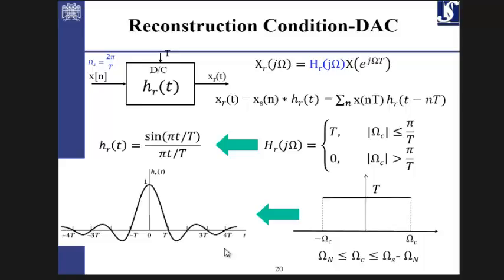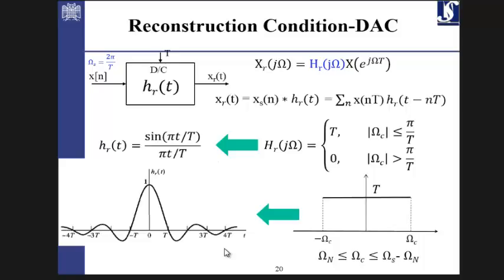The D to A converter. So we had the x of n, and then we need to know what happens if we want to reconstruct the signal back to the original case. If we don't do any kind of process, would that be possible to get the signal back or not? The reconstructed signal, we name it x_r of t.